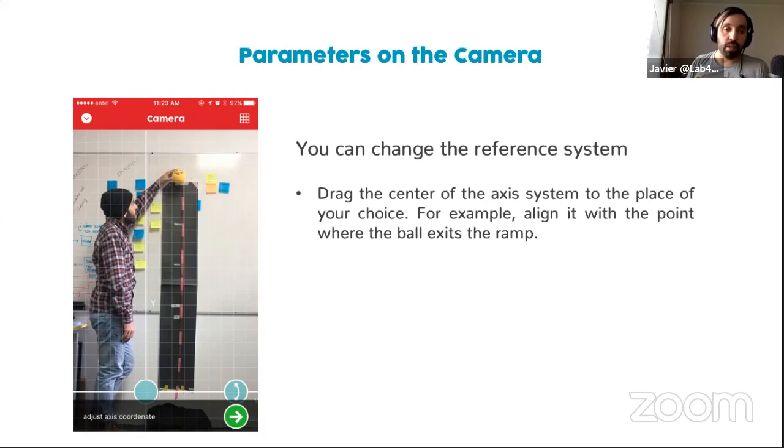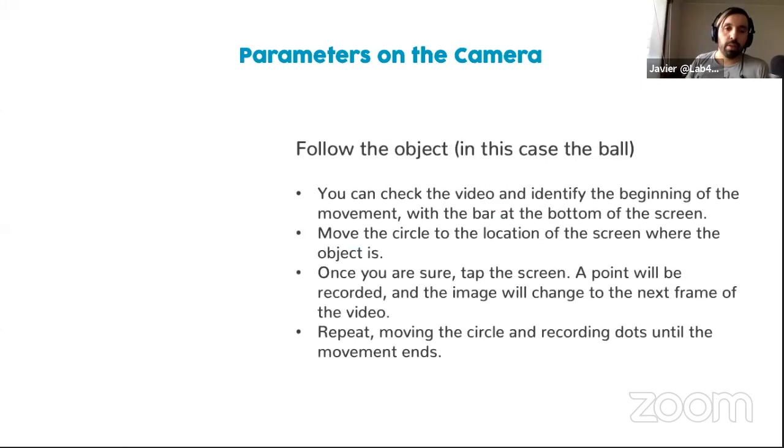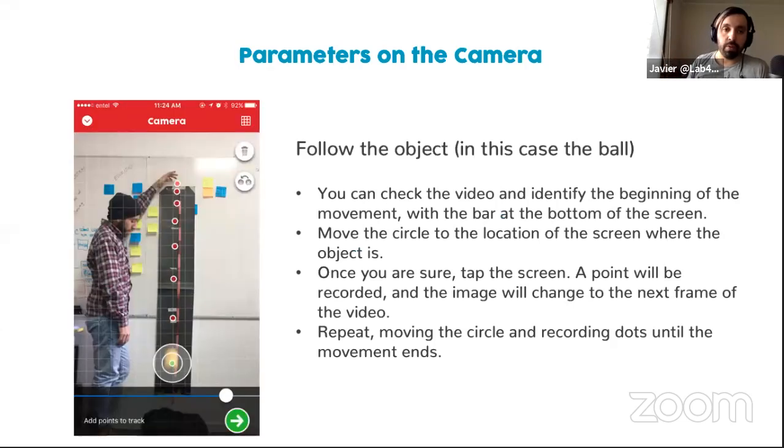It's up to you. You can move it and put it wherever you want. The quadrant in the graph will depend on where you put the axis system. You can have only negative numbers or only positive numbers depending on where you put the reference system.